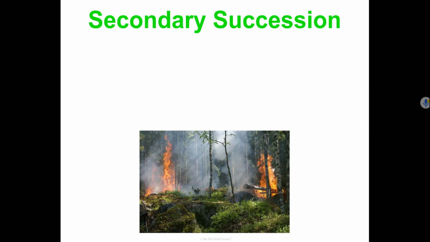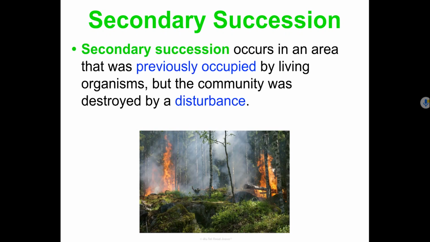Now let's finish up by talking about secondary succession. Secondary succession occurs in an area that was previously occupied by living organisms, but the community was destroyed by some kind of disturbance. Examples of such a disturbance would be a forest fire, a hurricane, or even farming.